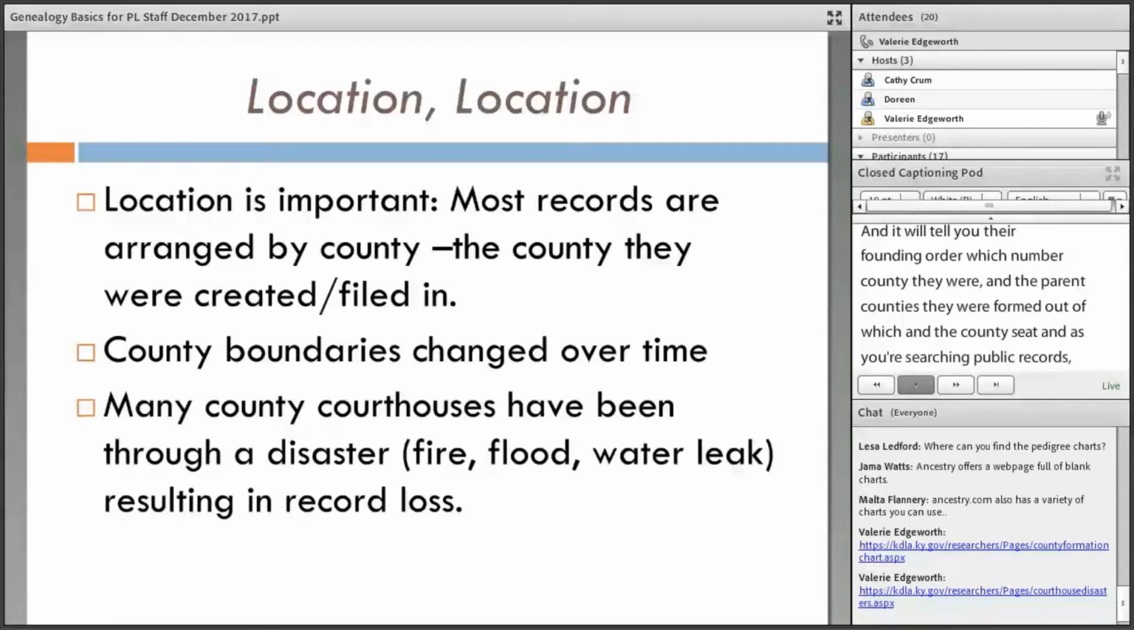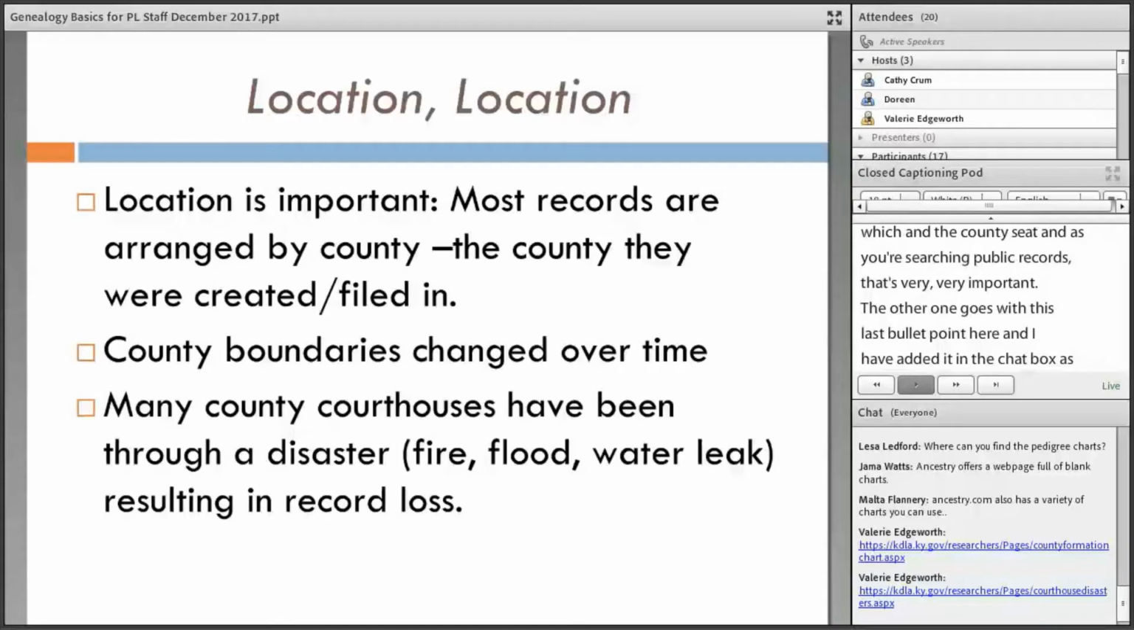The other one goes with this last bullet point here, and I've just added it in the chat box as well. And this is the Kentucky Courthouse Disaster List. And disaster is our all-encompassing word. It refers to fires, floods, water leaks, any sort of thing that could result in a loss of actual records. And the really neat thing about the courthouse disaster page, please wait till the end of the presentation to look at it. I don't want to lose you.